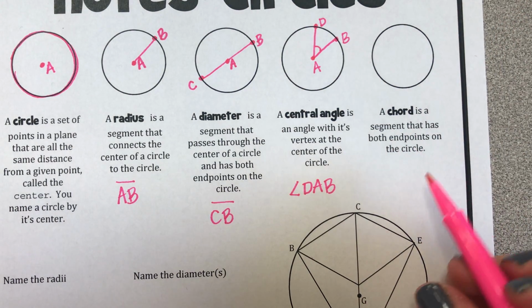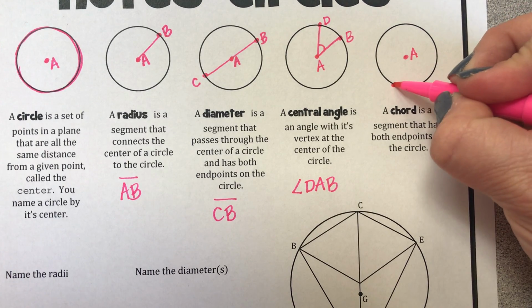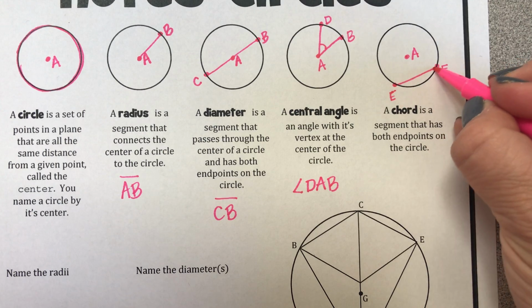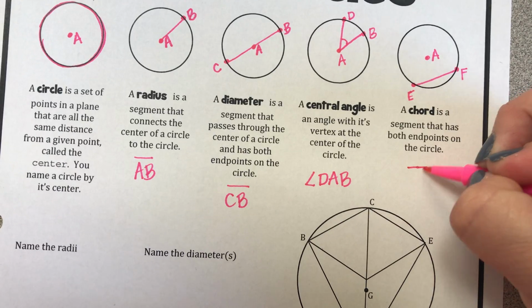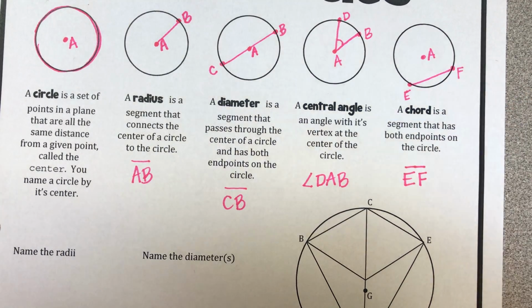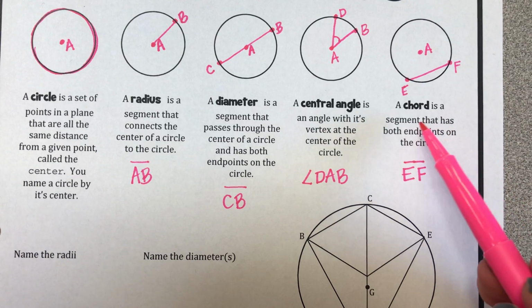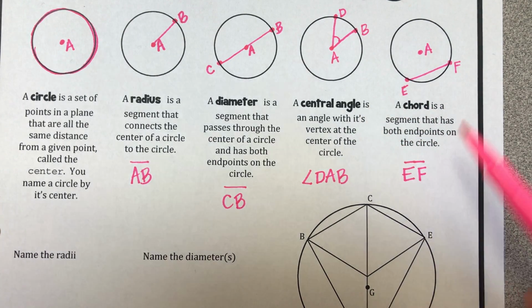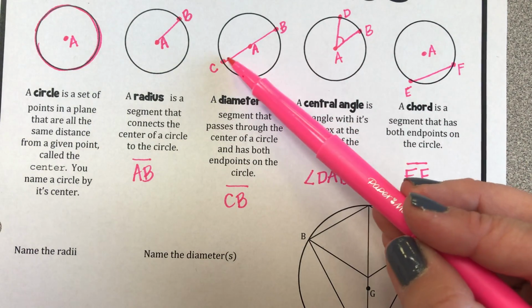And then a chord is a segment that has both endpoints on the circle. So let's just say that this is E and this is F. That's a chord. Segment EF, it has both of its endpoints on the circle. It doesn't have to go through the center, but it can. A diameter is also a chord, right? If the definition of a chord, the requirements, is that it has both its endpoints on the circle, a diameter is a chord. It's actually the longest chord, right? It doesn't get any longer than this.